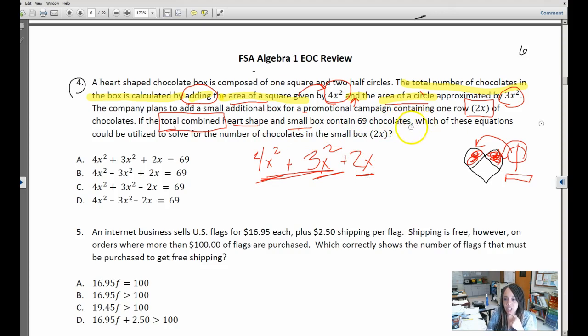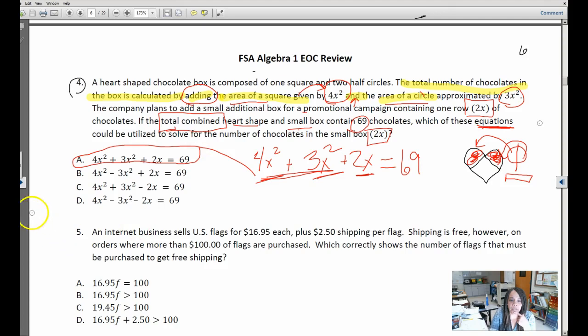And they contain 69 chocolates. Which of these equations could be utilized to solve for the number of chocolates in the small box? When it says equations, that means it's going to have an equal sign, and the total of all the chocolates would equal 69. We could solve for that, but they didn't even ask us to solve. All I had to do was think about what these keywords mean and what they are asking me to do. So it's pretty obvious that our answer is answer choice A.